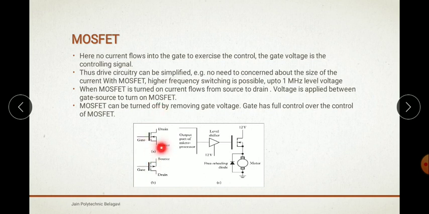So these figures represent A and B. So what is basically the MOSFET? The MOSFET is nothing but a device which prevents the current flow into the gate, so it exercises the control of the current flow.